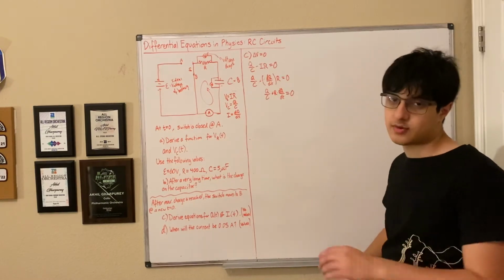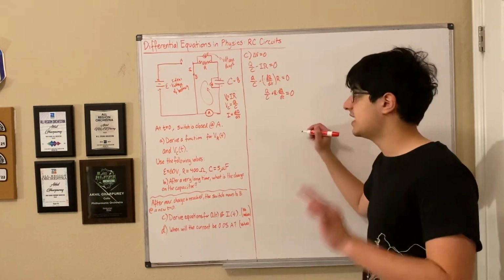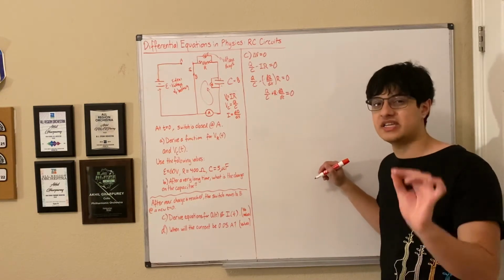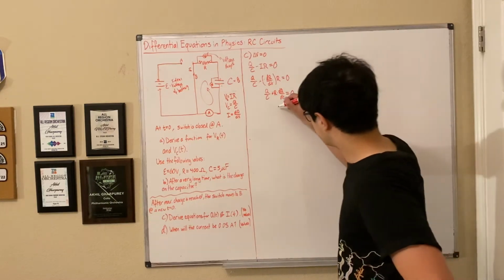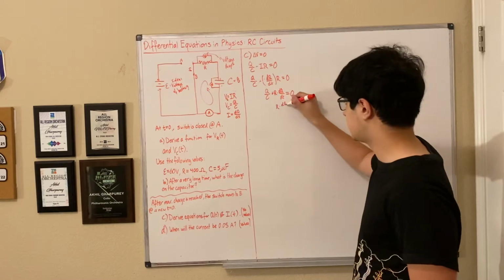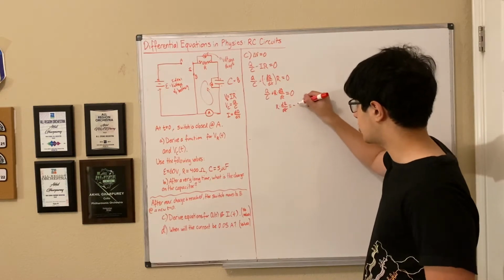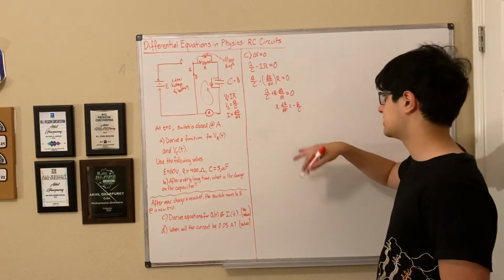And we're going to do the same thing we did last time. We're going to separate the variables, except this time it's actually a lot easier. So R times dq over dt is equal to negative q over c. Same process as before.